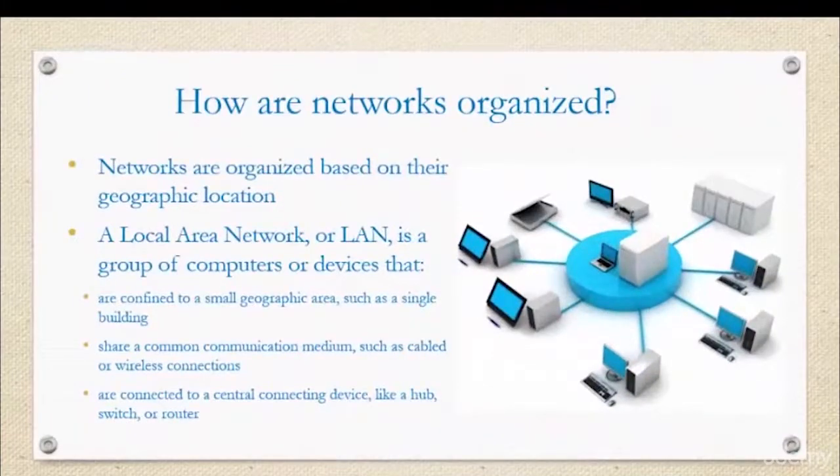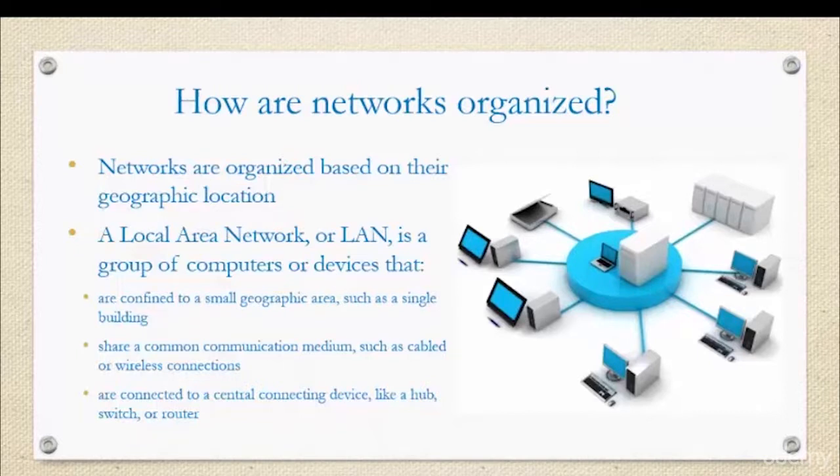Alright, so how are networks organized? We have all these devices around the world, but how are they organized with one another? They're organized based on their geographic location. So remember that. Networks are organized based on their geographic location, where they are in the world or in a building or a city. And a local area network specifically is simply a group of computers or devices that are featured in the same small geographic location. All right, so let's repeat that. Networks are organized based on what? Their geographic location, and a local area network is a group of computers that are featured in the same small geographic location. So think of a school or a small office. That's a local area network.